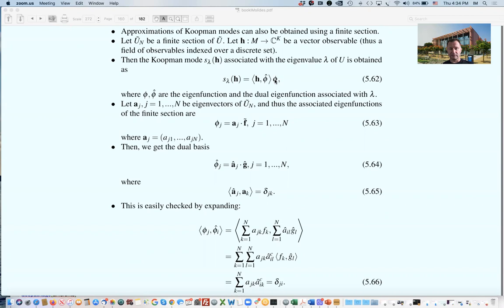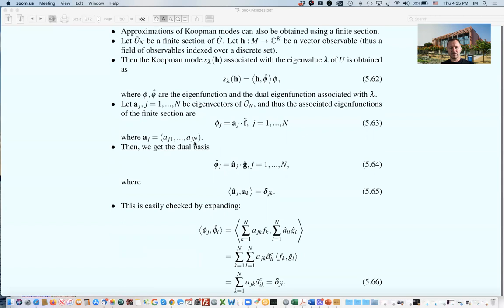So let's do that. Let's denote by aj, j from 1 to n, the eigenvectors of u tilde n. And so the associated eigenfunctions of the finite section are phi j equals aj dotted with f tilde, just like before. Of course, I am assuming here that f tilde spans an invariant subspace. In general, this is not the case, and this is going to be only an approximation. But let's proceed with that assumption, and then we'll estimate what kind of errors in that approximation could appear a little bit later. So aj here consists of components 1 to n.